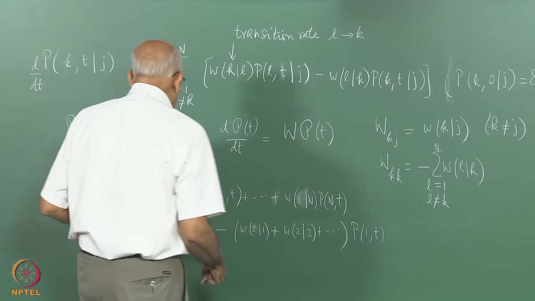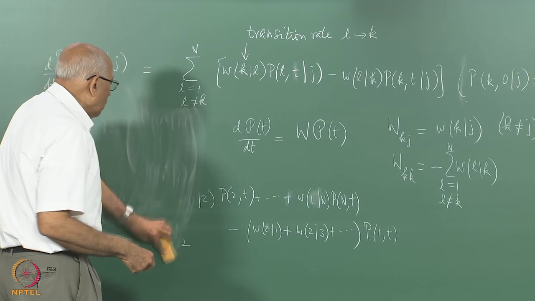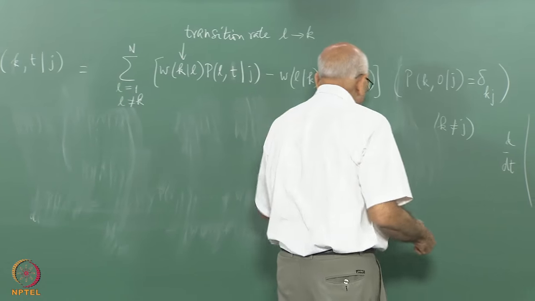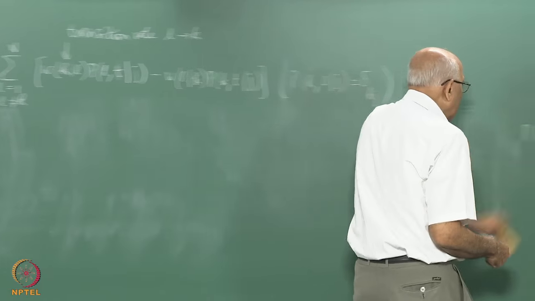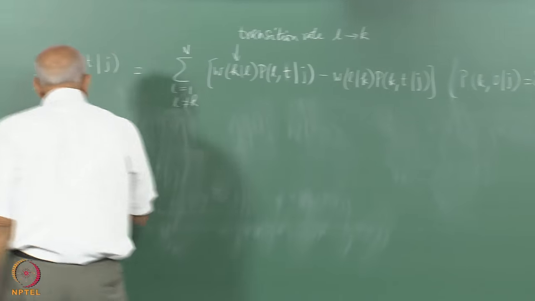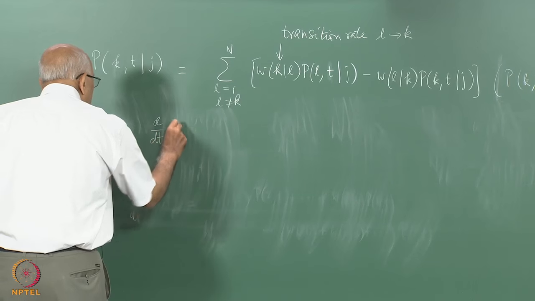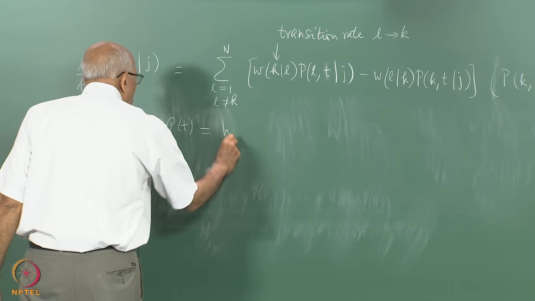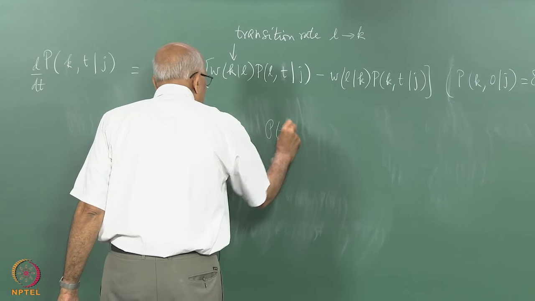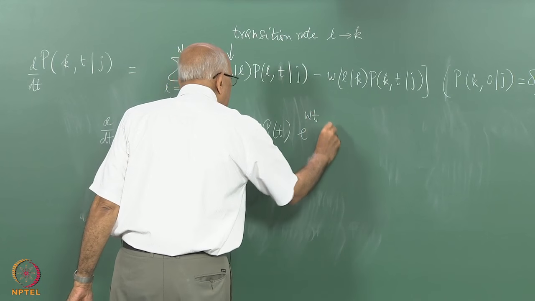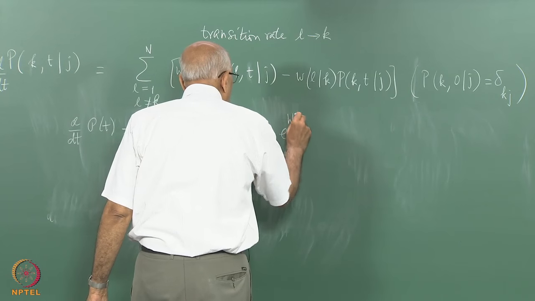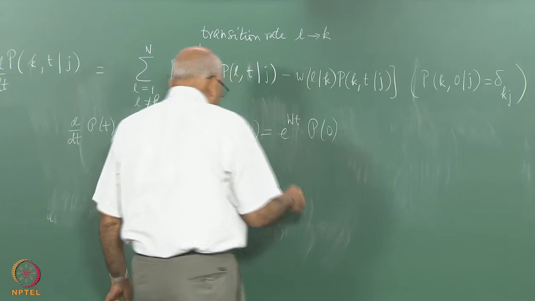Okay, so we have this W matrix, and then we wrote down a formal solution to it. And that was just the exponential of this matrix W. So we had d over dt p of t equal to W times p of t, and this implied that p of t was e to the Wt times p of 0, whatever that is.